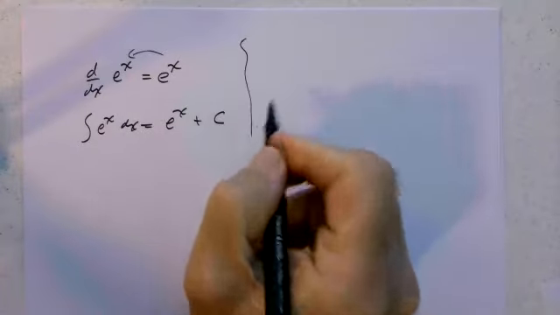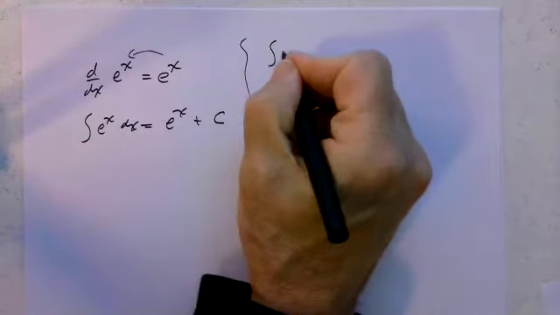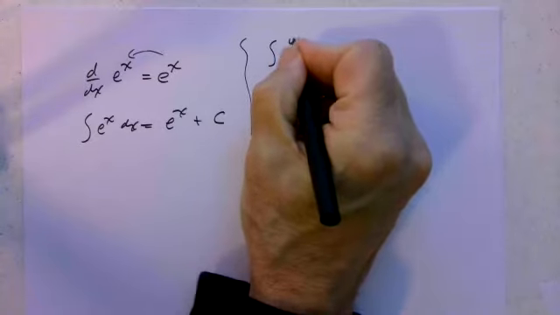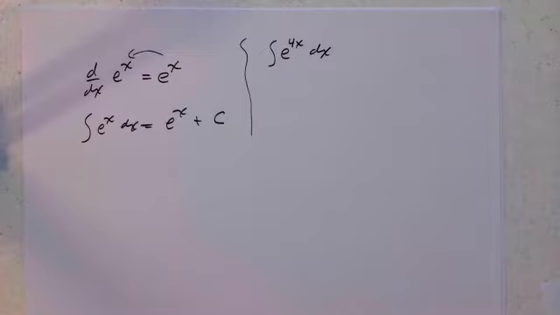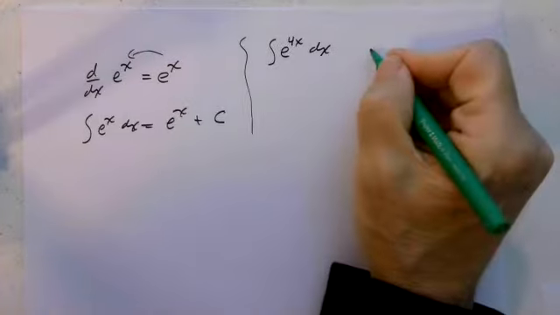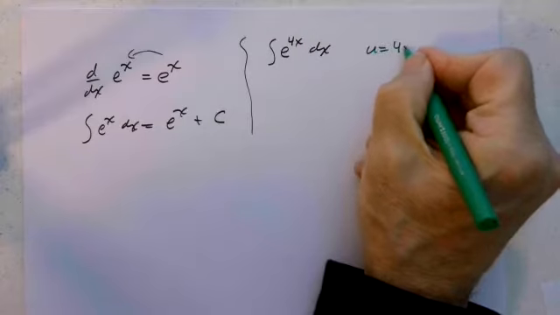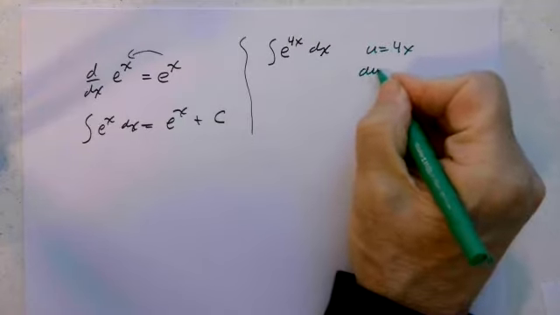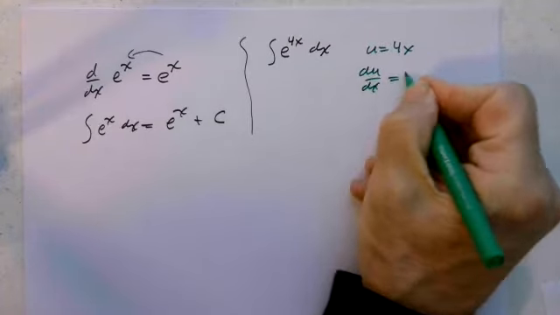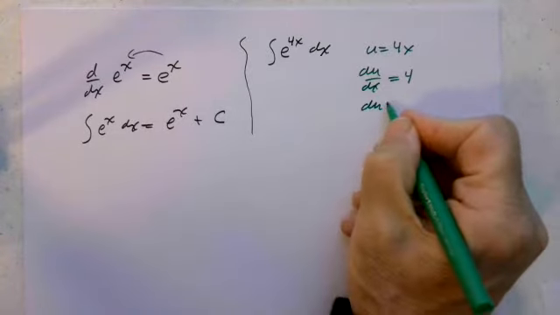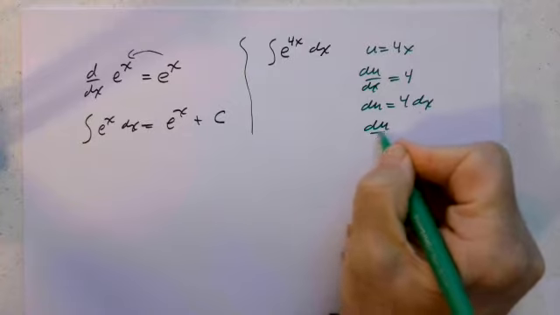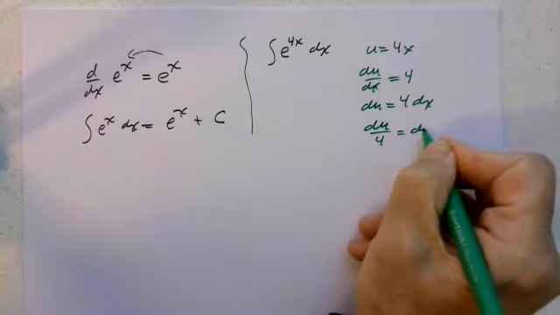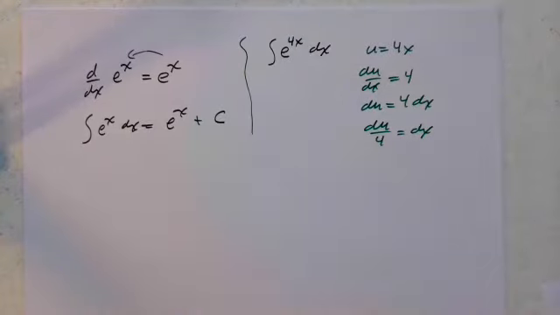So looking at an example, if I want the integral of e to the 4x, to do this, we're going to use a u substitution. What am I going to say? I'm going to say u is 4x. So the derivative of u with respect to x is 4. So du is 4dx. Du over 4 equals dx.